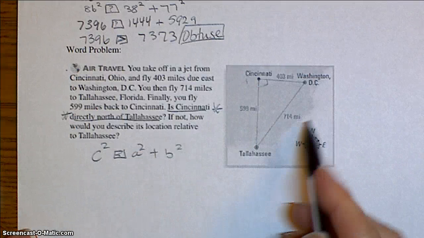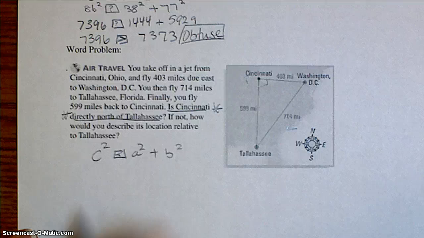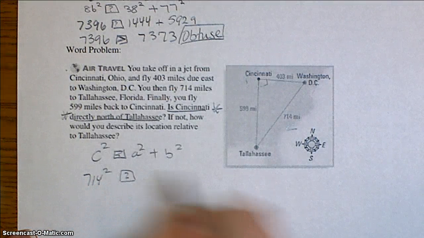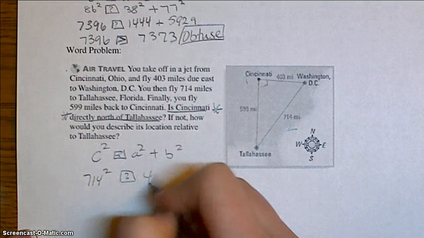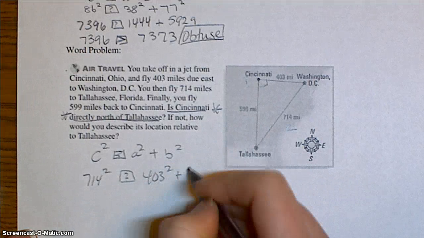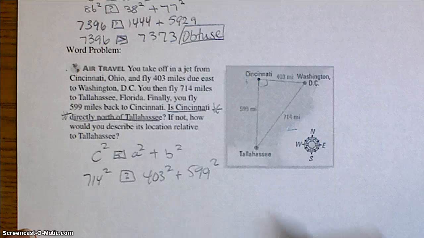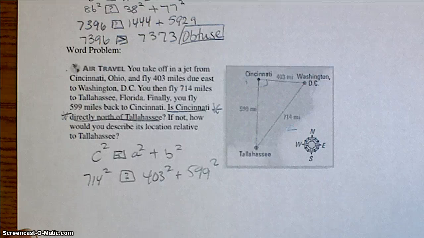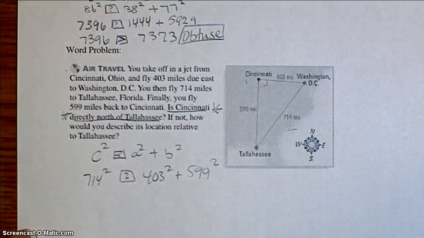Okay, so here we go. C is always the longest side, so in this case, 714. A is 403, and then 599. Using your calculator, you can go ahead and simplify those to see if it comes out to be equal, less than, or greater than, and then you can draw your conclusion.